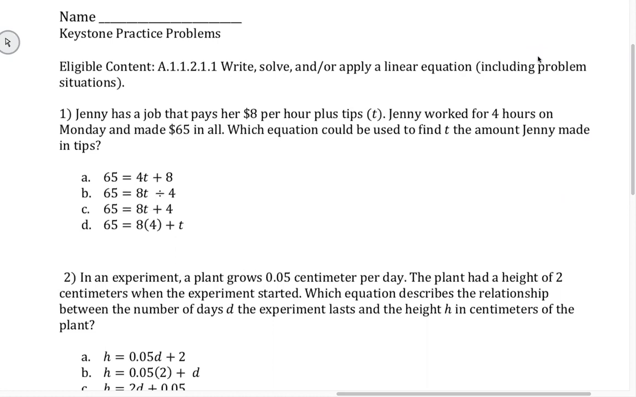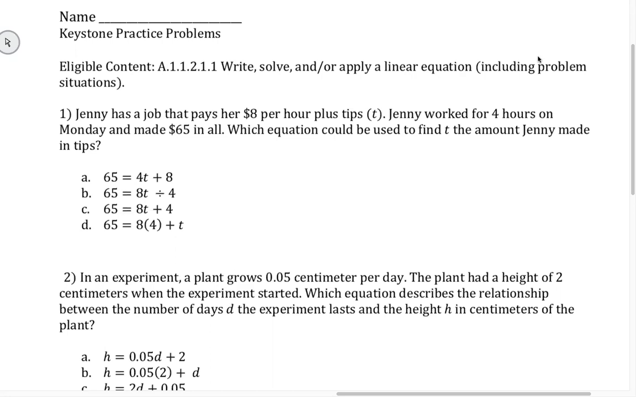It says Jenny has a job that pays her $8 per hour, plus tips, which is T. Jenny worked for 4 hours on Monday and made $65 in all. Which equation could be used to find the amount Jenny made in tips? Now, it says $8 per hour. Looking down here, it says 65 equals 4T plus 8. Well, T was tips and 4 was hours.